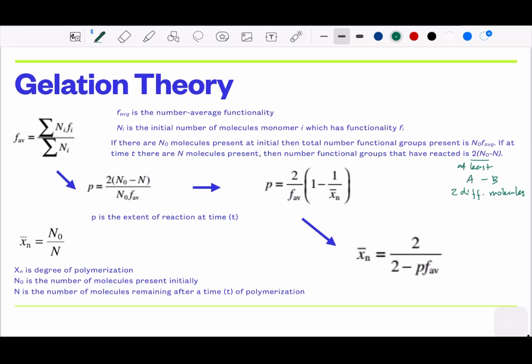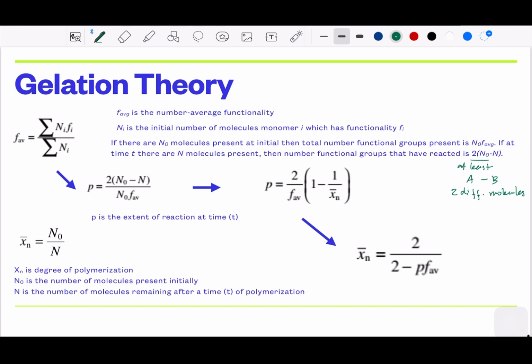So we can rewrite the P as 2 multiplied with this subtraction between the initial molecules and the molecules left, or the molecules that have reacted, divided by the initial molecules and the functional group average. Then we can rewrite using the degree of polymerization. Remember that the degree of polymerization is related to the number of molecules.